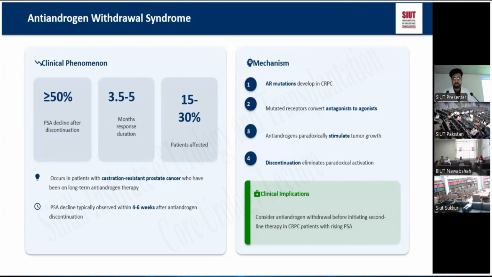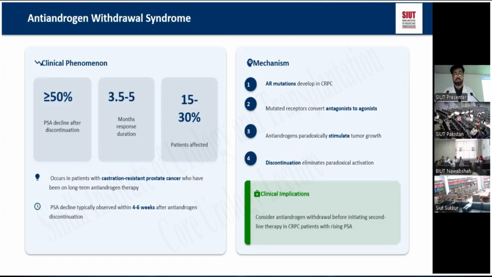Okay, androgen withdrawal syndrome. This occurs in hormone resistant prostate cancer. The PSA declines by more than 50% after discontinuation. The AR mutations, as we discussed with hormone resistant prostate cancer, the mutation converts antagonists into agonists. So what do you mean by AR mutation? Sorry, androgen receptor mutations.